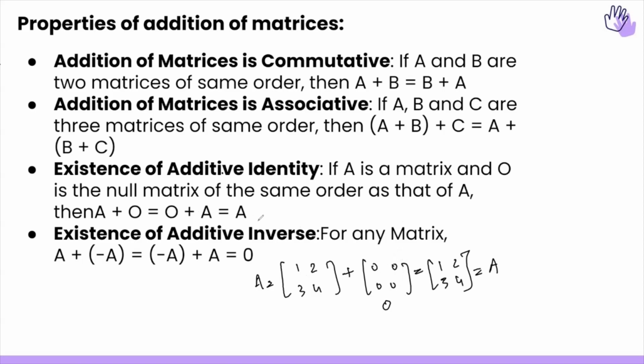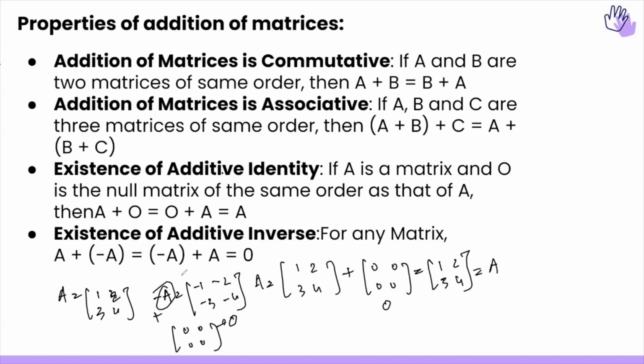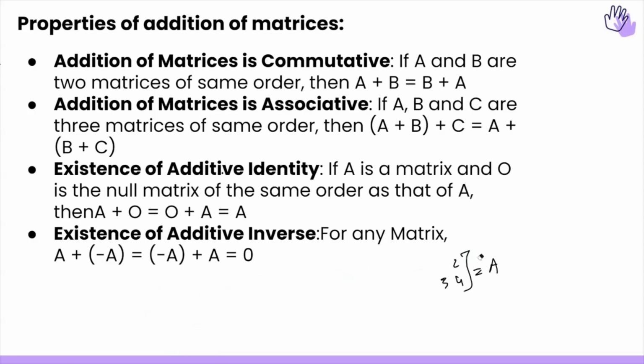Now, what is the existence of additive inverse? For any matrix A, A plus minus A will be equal to minus A plus A, that is equal to O. If I take A equal to 1, 2, 3, 4, then minus A, that is the negation of A, is -1, -2, -3, -4. Now what do you get if you add both of them? You get 0, 0, 0, 0. So this is the additive inverse, right? The additive inverse is that matrix which, if you add it to your original matrix, you get a null matrix. So this is a null matrix. The additive inverse is basically the negation of the matrix that you have taken. That's it. It's very simple, nothing complex in this case.